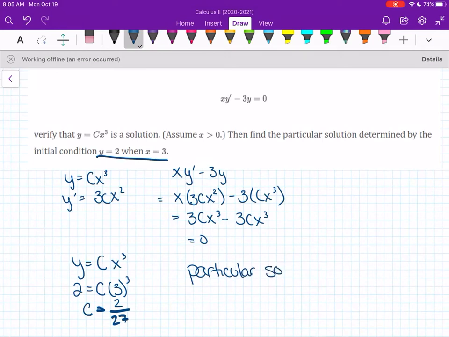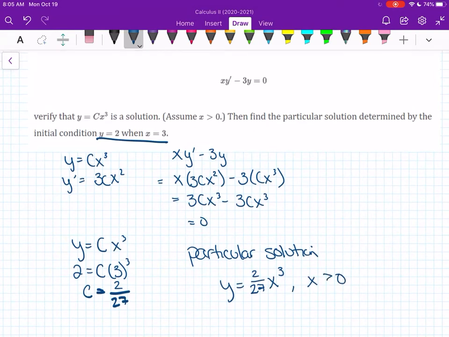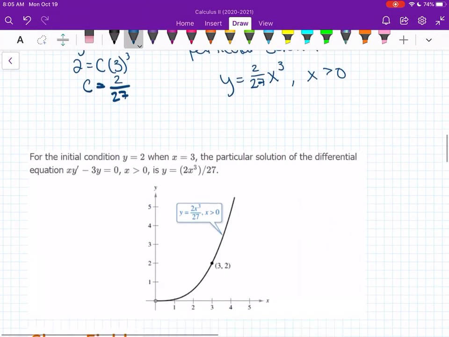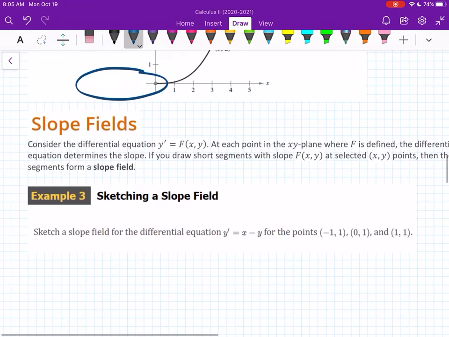So my particular solution would be y equals, and then my value for c, 2 over 27 x cubed. And then we have to put our little parameter here that x is greater than 0. Great. And then if I look at this, here's what that solution might look like if I was to graph it, and we make sure that we do not include anything in quadrants 2 or 3 because we don't want any negative x's.